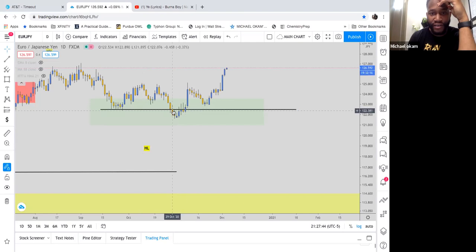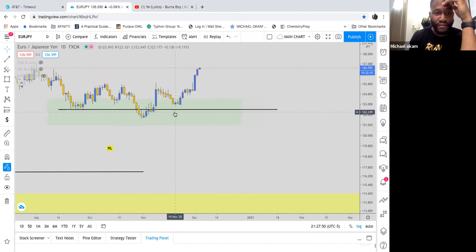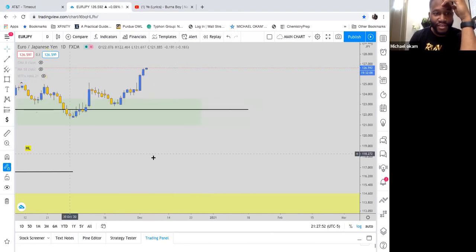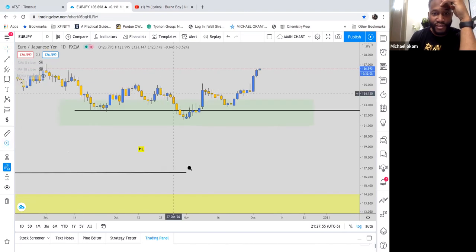Did support break? No. Didn't break at all, right? That's when we still look at the wick. You said there's a wick right here. Try to be real slick. Let's zoom in. Let's see what she was doing.